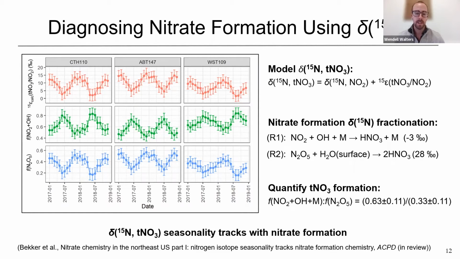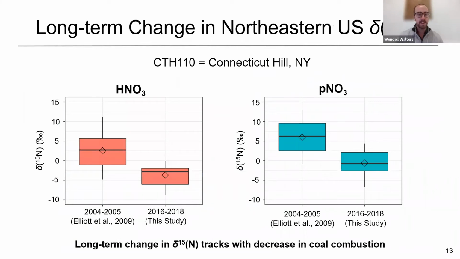So overall, I think these calculations demonstrate that delta 15N of nitrate seasonality really tracks with nitrate formation. And this could be a really important tool for us to evaluate model nitrate chemistry to potentially improve our model mixing ratio and deposition expectations, which tend to be over predicted in the northeastern United States. So while the delta 15N seasonality really seems like it's tracking with chemistry rather than sources, that is not to say that the delta 15N can't be useful for evaluating NOx emissions.